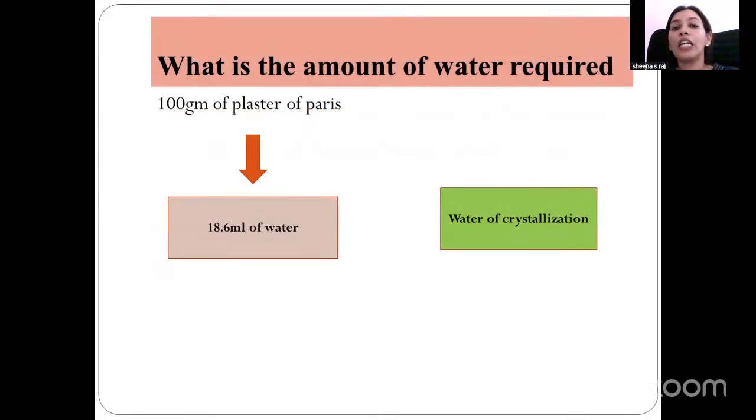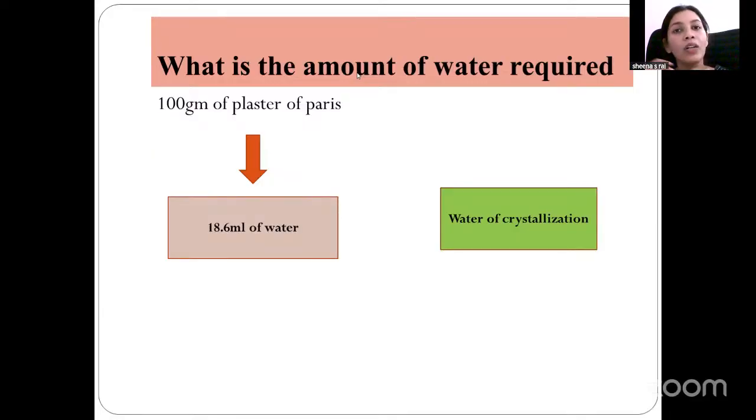So I have to give some important points regarding this. The first is, 100 gram of plaster of Paris, as I told, requires about 18.6 ml of water. What does that mean? That means for a complete reaction to take place, at least 18.6 ml of water is required.